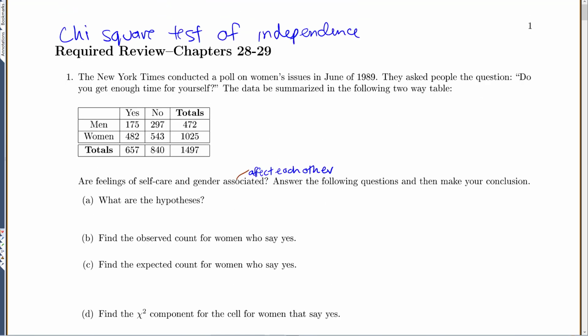But most importantly, if it says, do they affect each other? Are they independent? Are they dependent? Are they associated? If it says anything like that, we're basically asking, do they affect each other? So we want to do a chi-square test of independence. When I look at this, this looks like the data. This must be the observed counts.